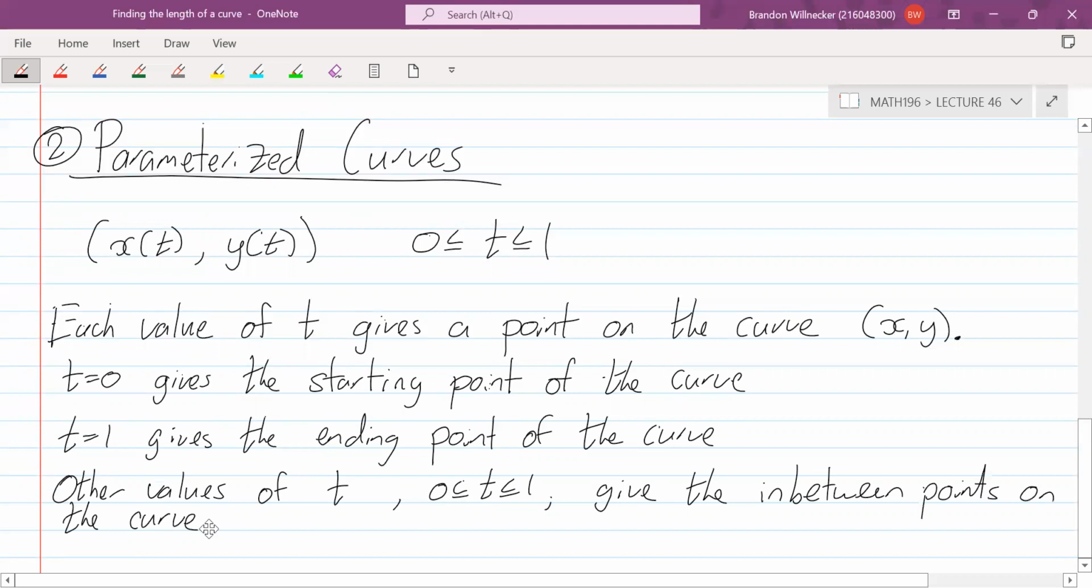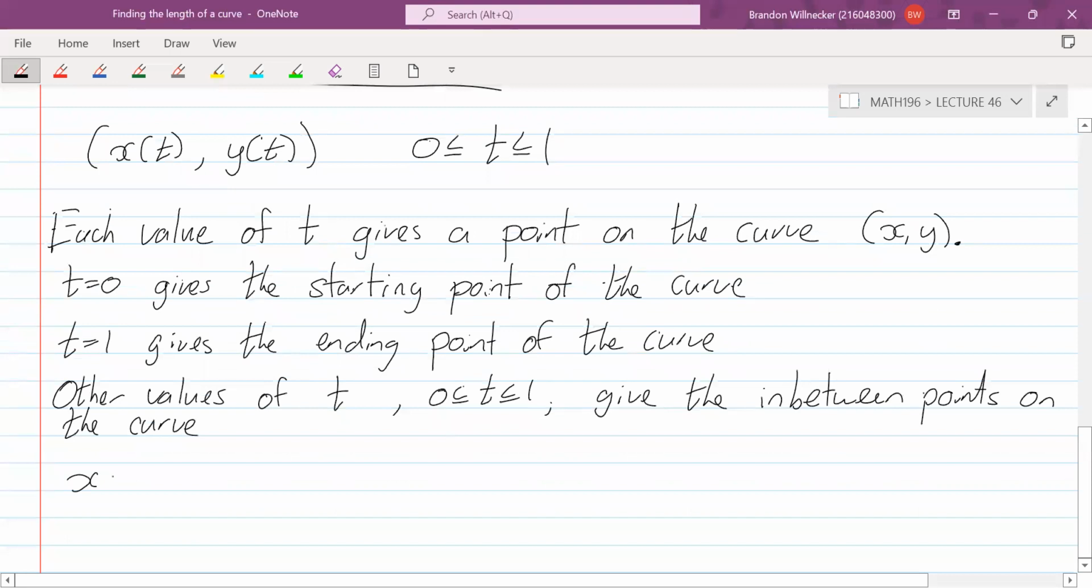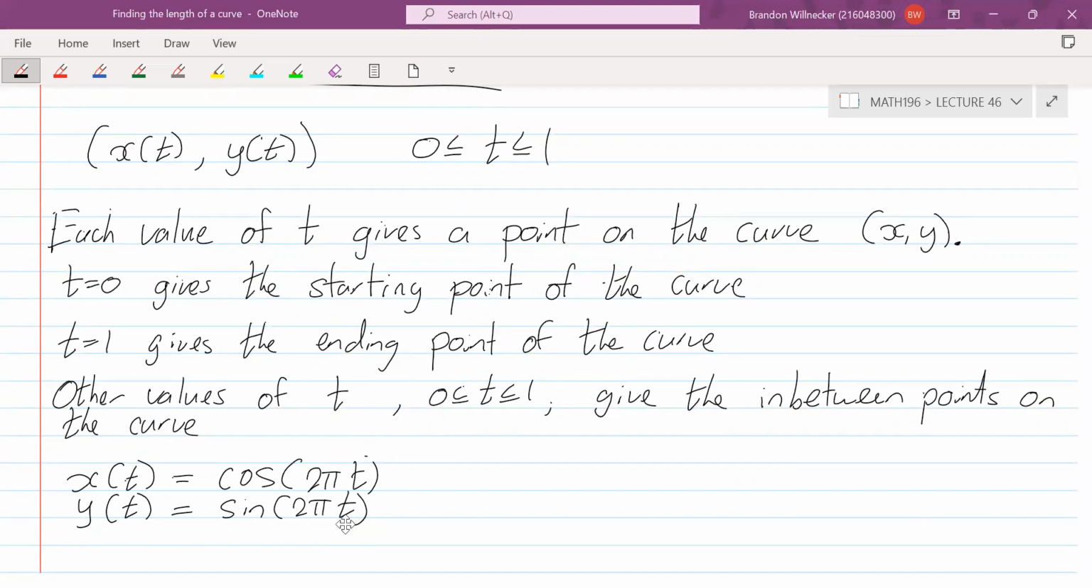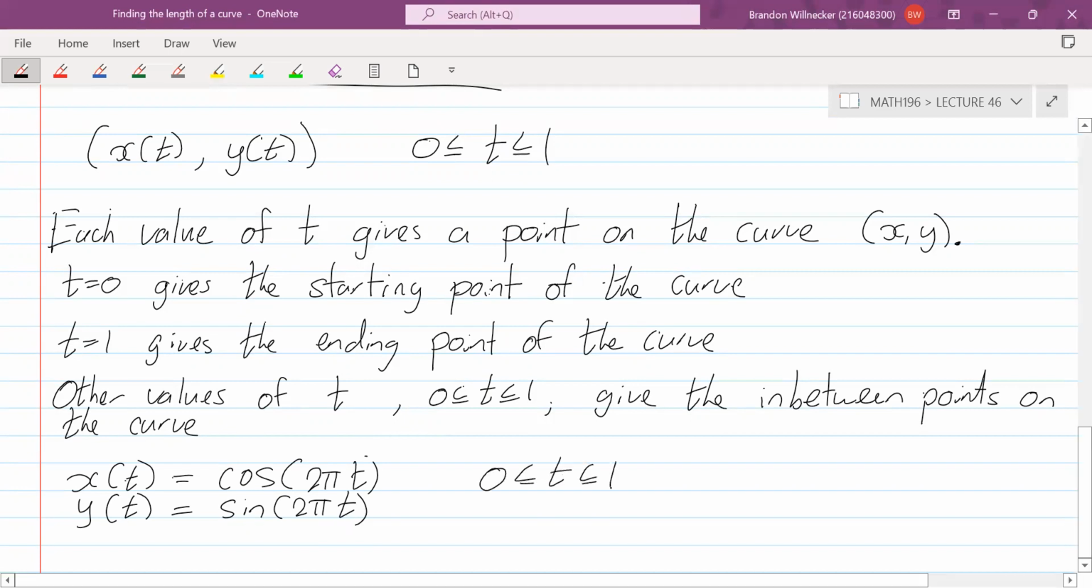So for example, let's say x of t is equal to cos 2 pi t, y of t is equal to sin 2 pi t, like that. And let's say t goes from 0 to 1. So what kind of curve does this give us?